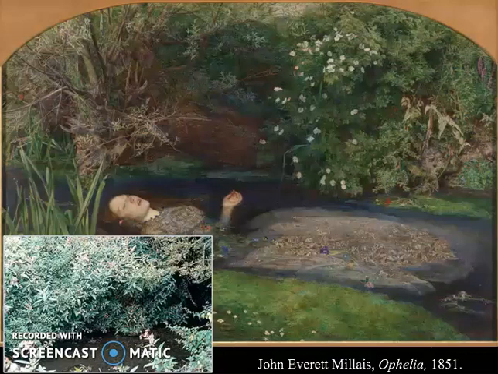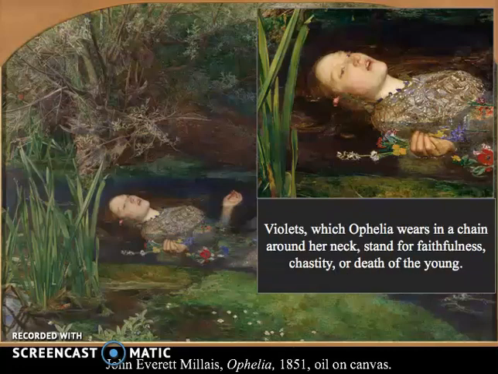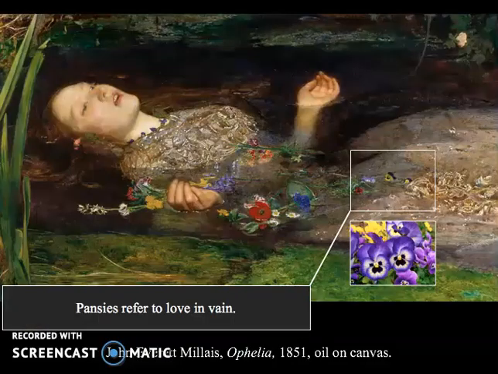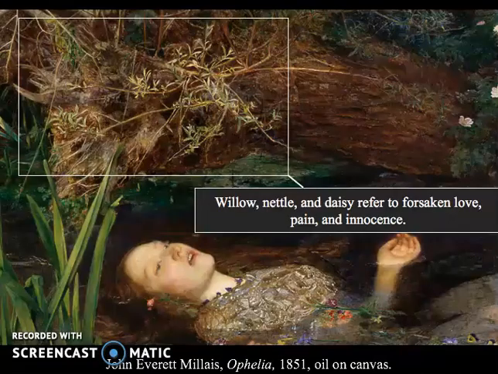And he has each flower in the painting represent something particular. So I have some examples here of what those flowers would have represented. Roses near Ophelia's cheek and dress and in the field. The rose on the bank may allude to her brother Laertes, who called her Rose of May. Violets, which Ophelia wears in a chain around her neck, stand for faithfulness, chastity, or death of the young. Pansies refer to love in vain. Poppy signifies death. Willow, nettle, and daisy refer to forsaken love, pain, and innocence.